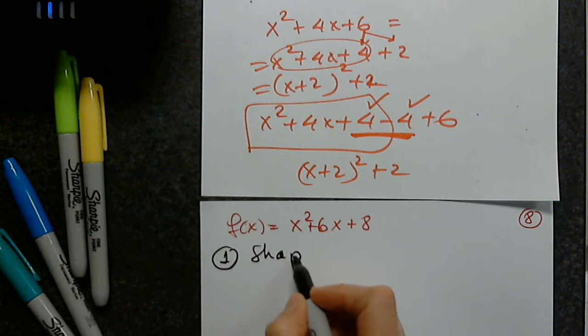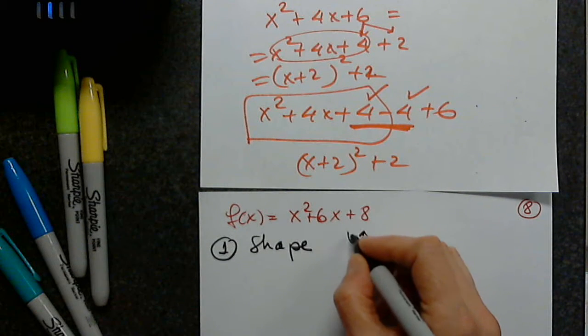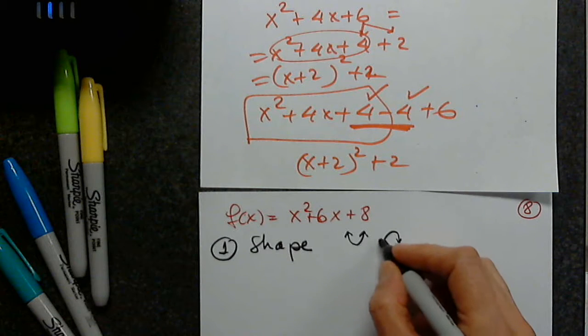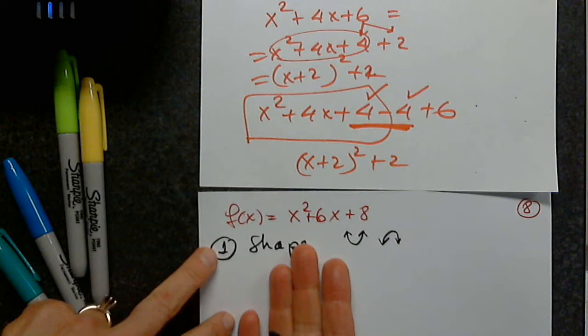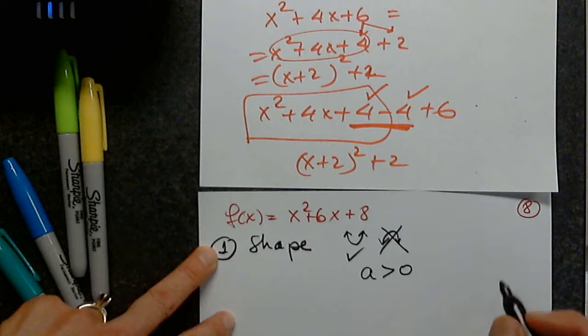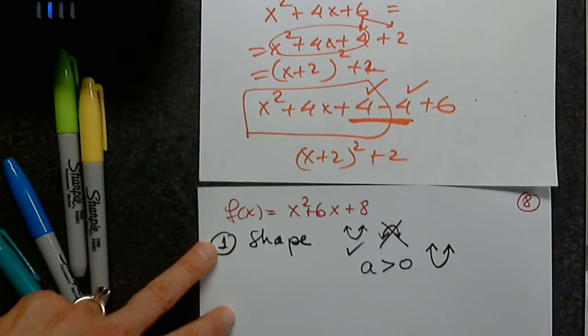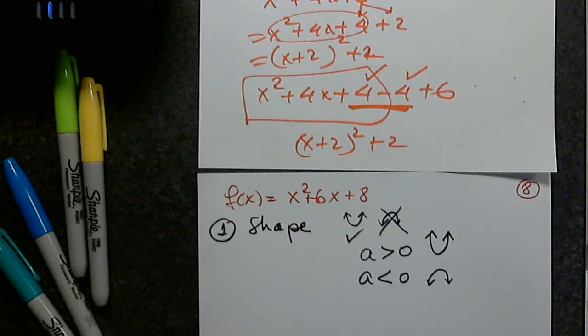shape. We know that a quadratic function either looks like this or looks like this. But from transformations, we know that it looks like this when the leading coefficient is positive. And it looks like this when the leading coefficient is negative. So which case is ours? Very good. So when the leading coefficient is positive, we already know from transformations. When the leading coefficient is negative, we already know from transformations.